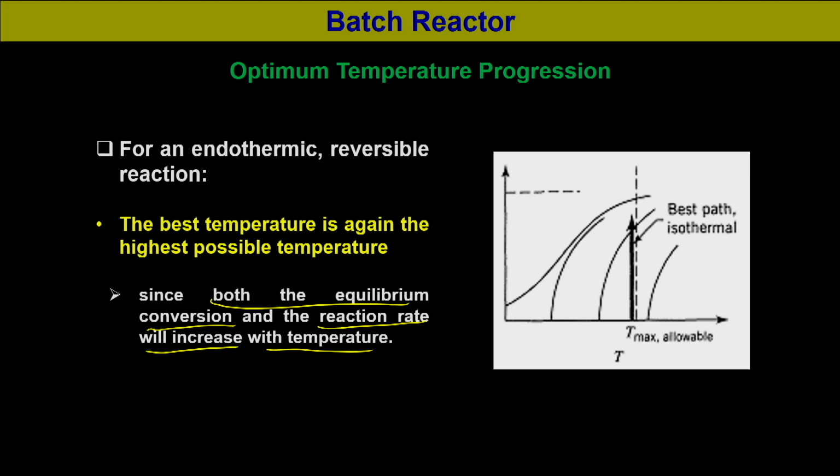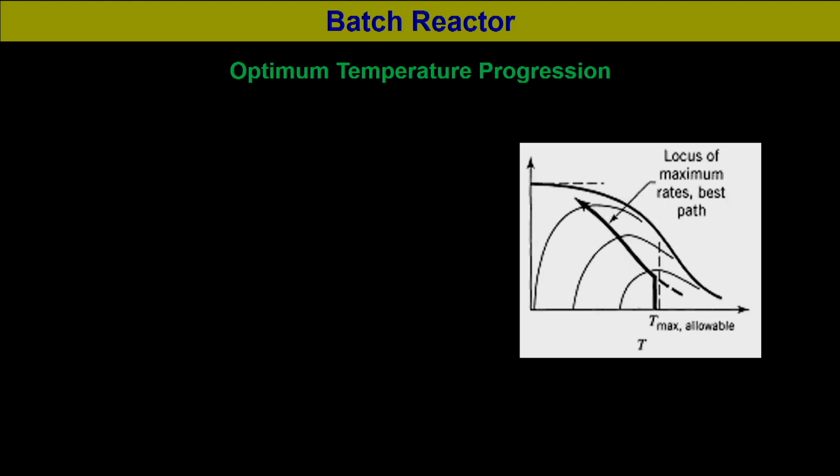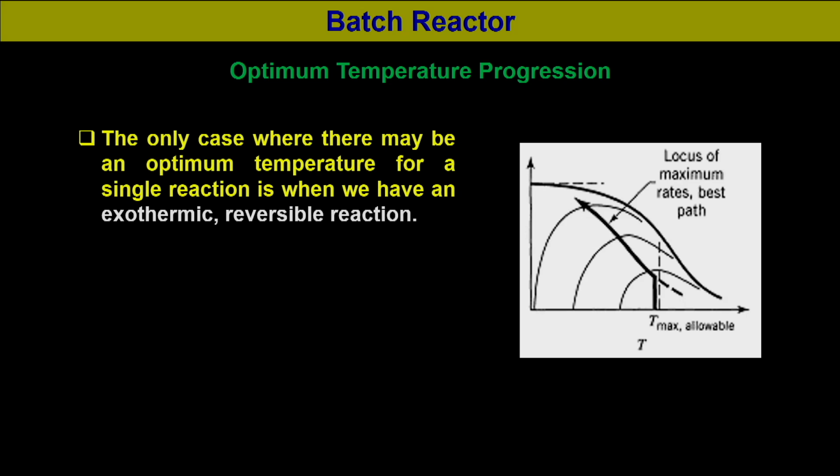Again, in this case the maximum allowable temperature will be determined by the factors we have discussed, that is, the boiling of the reactants or the operational limit of the reactor. The only case where there may be an optimum temperature for a single reaction is when we have an exothermic reversible reaction. In that case we have an optimum temperature to operate.